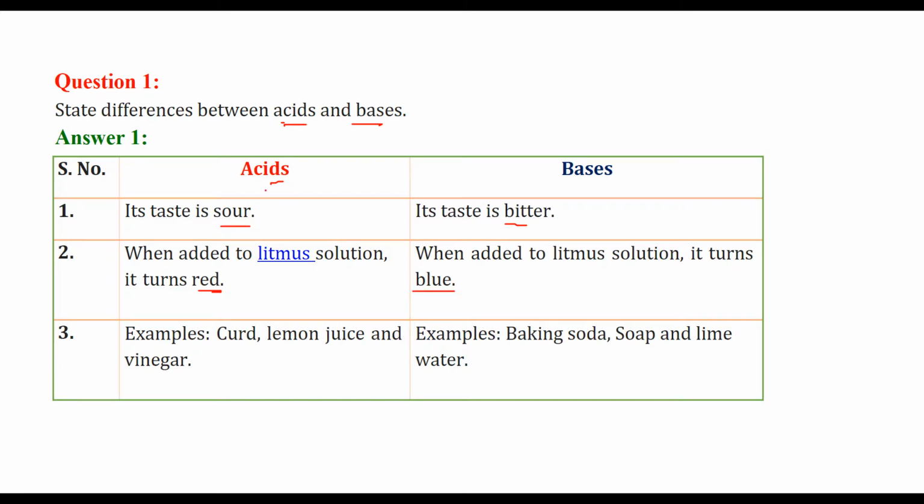The acidic, for example, the acids: curd has an acidic nature. Lemon juice, vinegar, these are all acidic. Then the bases are baking soda, soap and lime water.